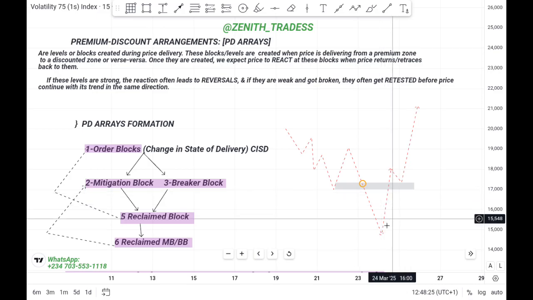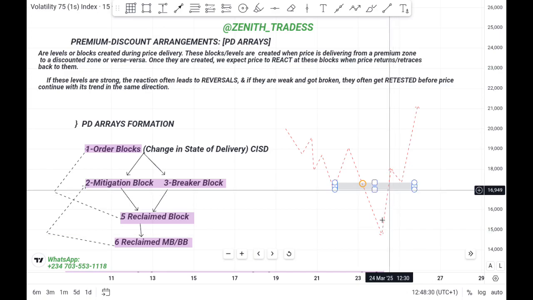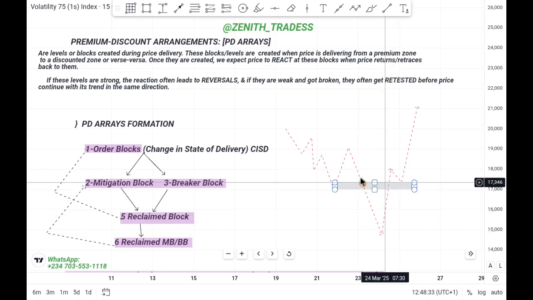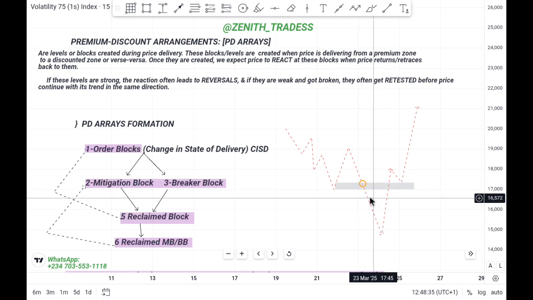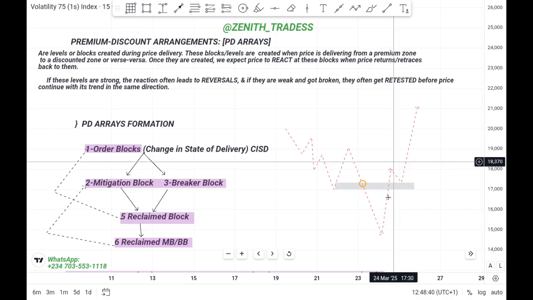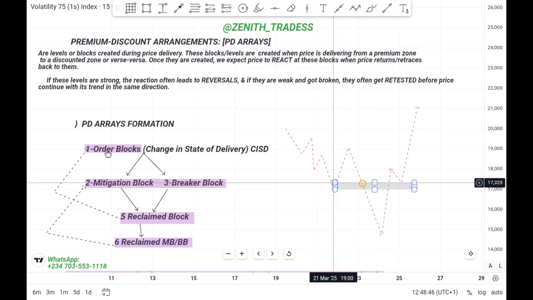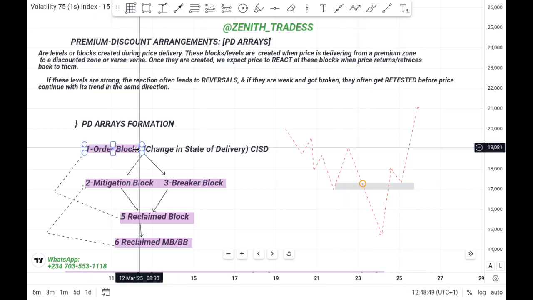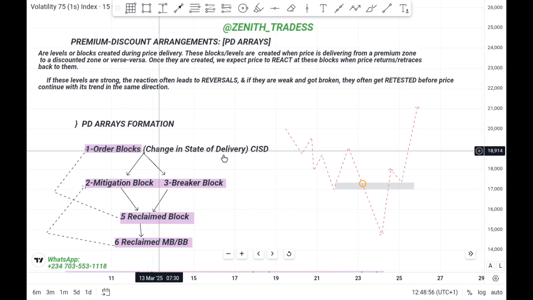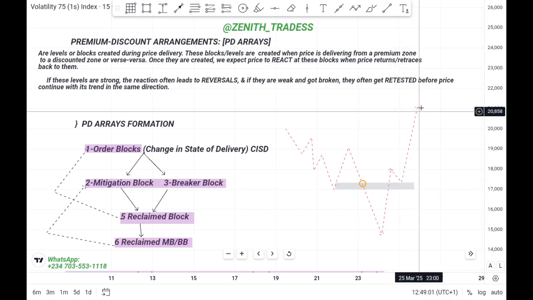So what if after it has failed, we expect it to create a mitigation or breaker, but eventually it got broken again? So this is the first failure, but the failure is reclaimed back. So it reclaimed back up. After reclaim, we expect a retest and to continue with what we expect from the order block. After it got reclaimed, the function of the order block, what this order block was supposed to do in the initial stage, it will now do it. After it got reclaimed, it will retest the block, then do what it's supposed to do before.